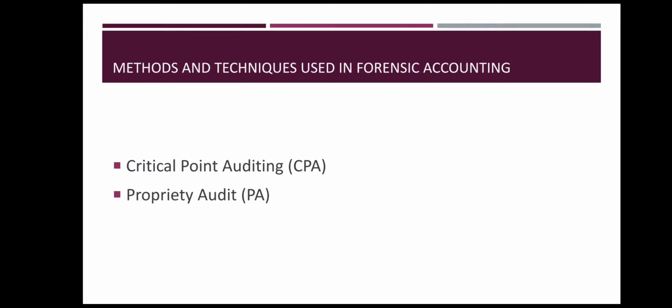Under critical point auditing, all the critical areas and all the transactions are looked after. Under proprietary audit, you give more importance to the revenue and expenditure of that particular organization to see where the fraud might have taken place. Okay, so this is all about forensic accounting.